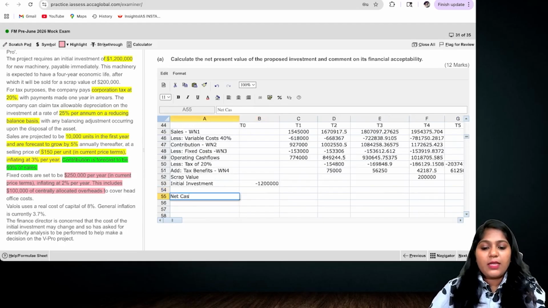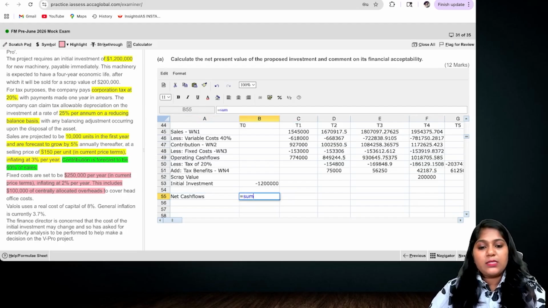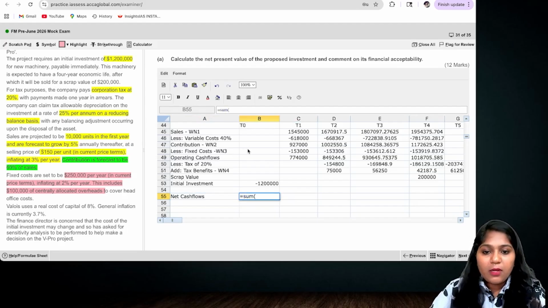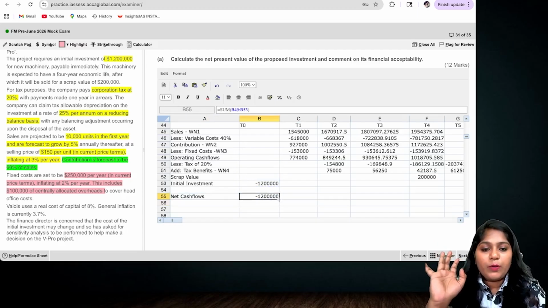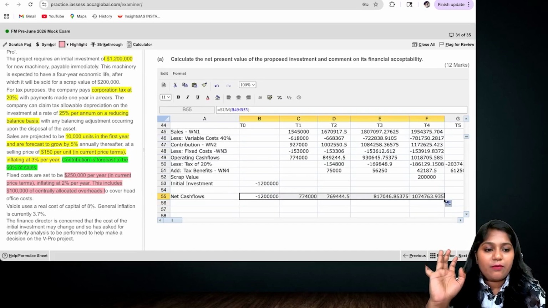Now calculate what? Calculate net cash flows. So your net cash flows overall in the business will be the sum of, take from the operating cash flows, guys. Mark the calculations properly from operating cash flows. Go ahead and drag it till T5.